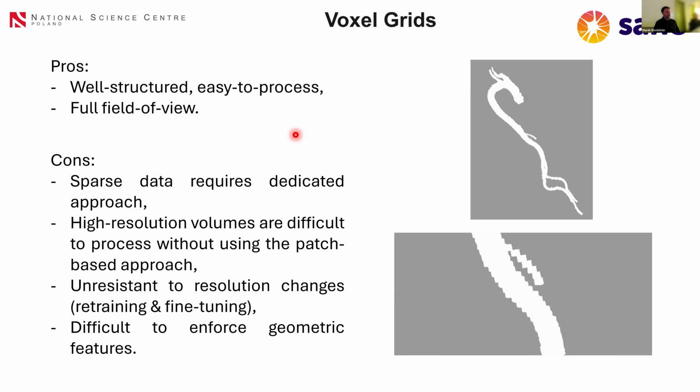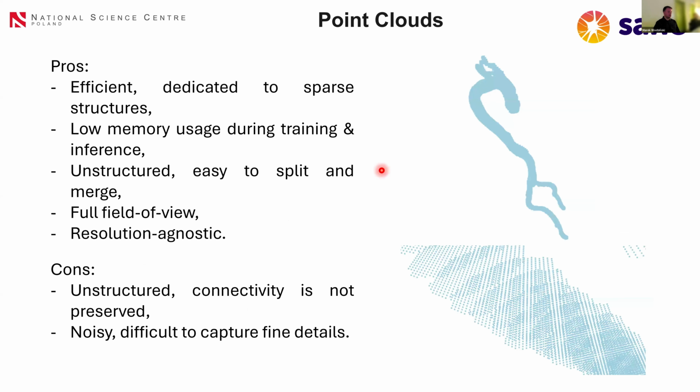Moreover, voxel grids are not really resistant to resolution changes. They are very often prone to resolution changes, so you need to choose a particular physical size of the voxel during the training. And also, by design, they do not learn geometric features. They are mostly dedicated to learning textural features, which is not the best idea when processing shapes, not textures. Apart from voxel grids, we also have point clouds.